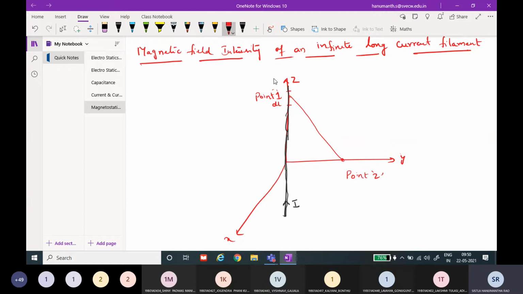Point 1, we will move it aside, one minute. This is the length of dl, assuming this is point 2. Sorry, point 1.